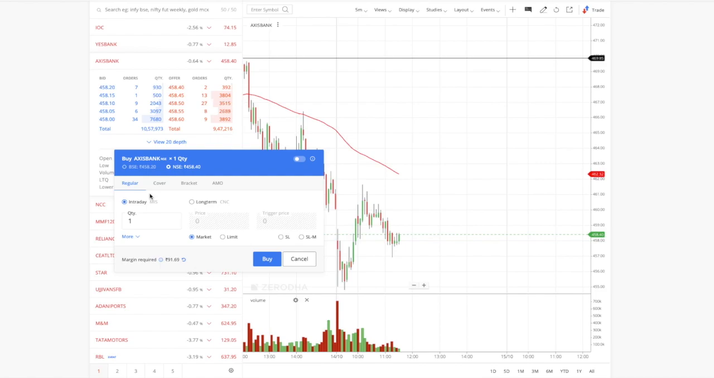Now, I realized that the price of the stock is 458.45. That is the price of the stock on the National Stock Exchange. When it comes to the Bombay Stock Exchange, it is 458.2. In Zerodha, I can actually switch which exchange I want to buy this from, so that can also be done over here.